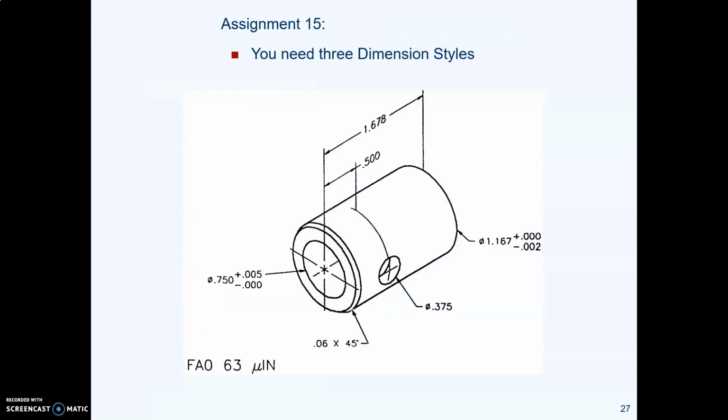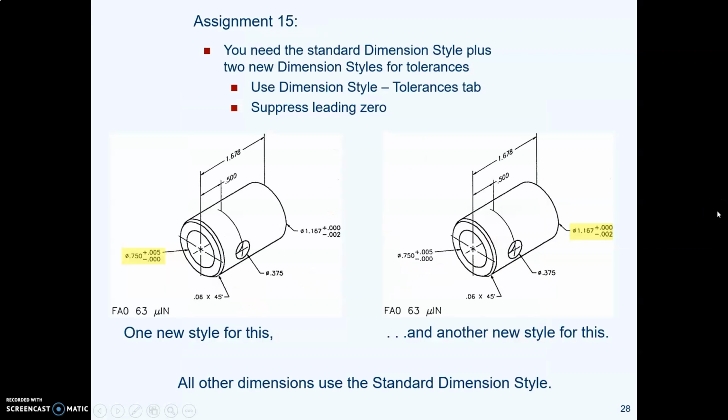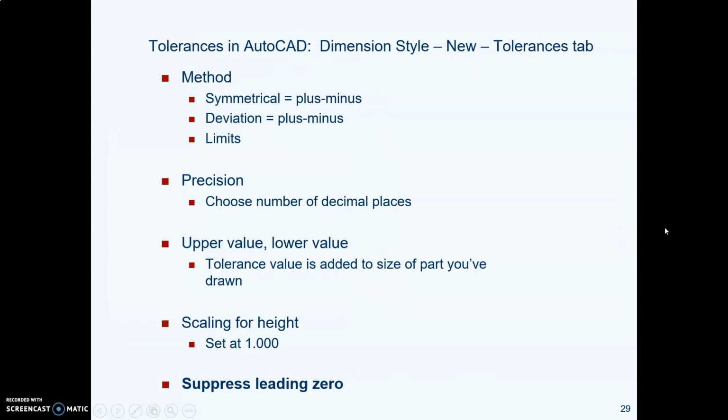All right, let's look at the part we're going to draw for this assignment. Here are 3 dimensions that don't have tolerances, so they'll pick up the title block tolerance, and then 2 that have plus and minus tolerances. What that means is that you are going to need 3 dimension styles. 1 dimension style for the standard dimensions, 1 for the plus 5 minus nothing, and 1 for the plus nothing minus 2. And in the next video, we'll go into AutoCAD and look at how to do that.